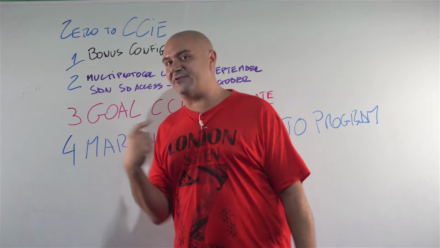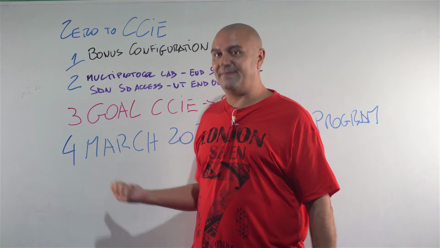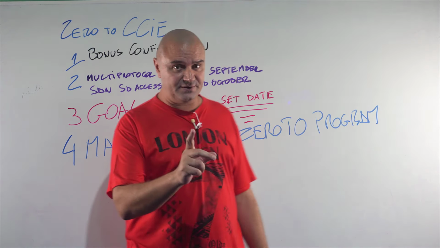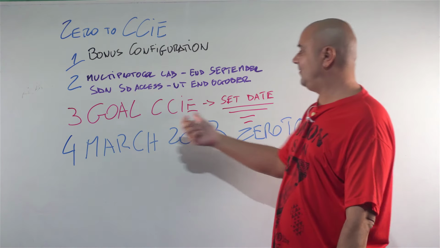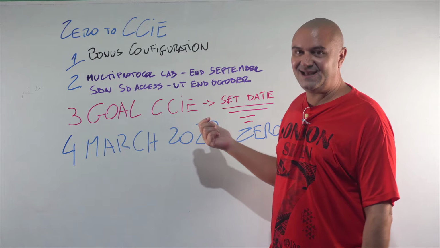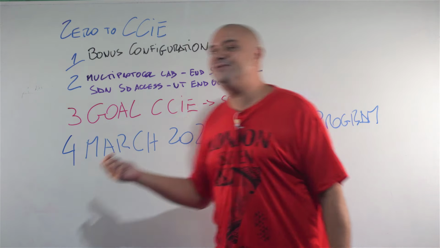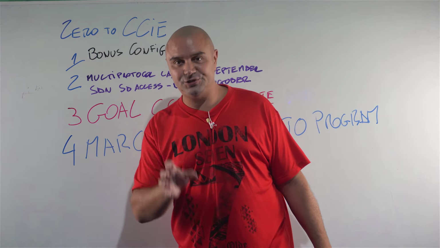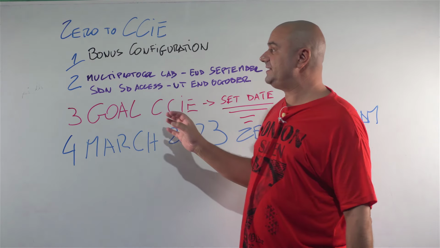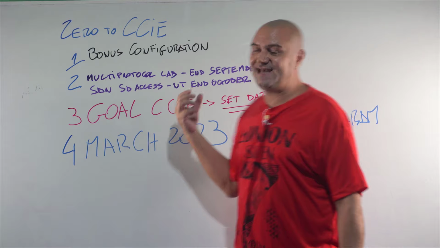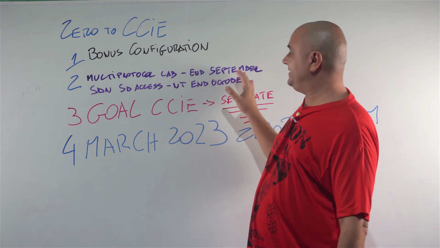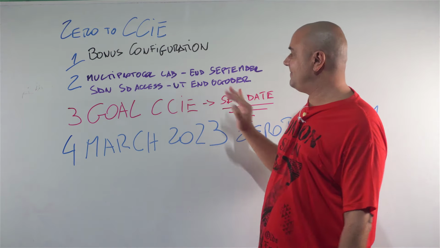Okay, so if you want to start right now, and trust me, March 2023 will arrive soon, what you need to do is plan, set your goal, set the date, and pass your CCIE. If you still have issues with the labs, don't worry, because if you have problems with the multi-protocol or the SDN access, you already have the dates from us, which are September, October.